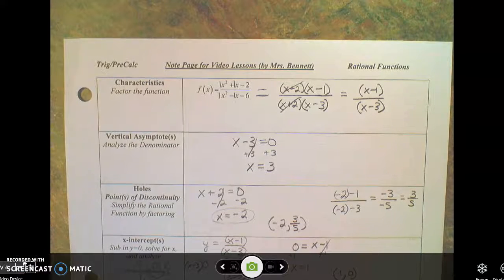Hello, Mrs. Bennett here for our last installment of characteristics of rational functions. So this video is going to show you how to do domain and range using all of the characteristics that you found already for your rational functions. So we're going to start with example 1 here.